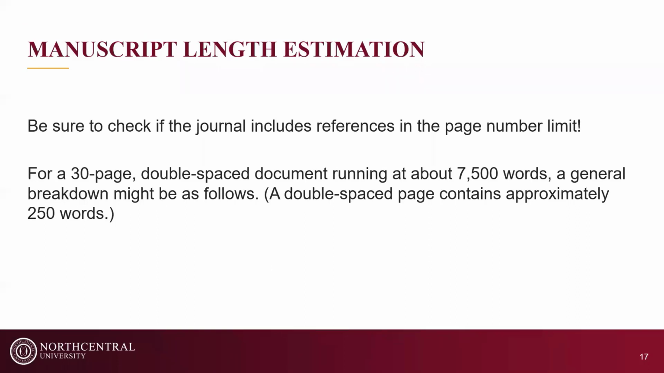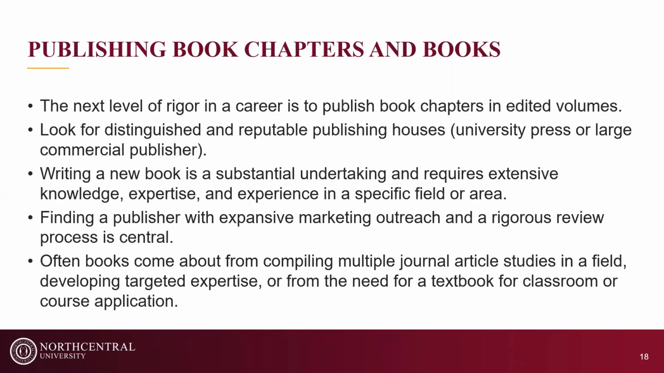Now remember also, every single journal requires a different manuscript length. Some of them may be 16 pages, some of them may be 12, some may be 15. There are differences. But remember, for a 30-page double-spaced document running at about 7,500 words, a general breakdown is that a double-spaced page contains approximately 250 words. That's just a general rule of thumb, but something to keep in mind as you're preparing your journal article. But the key thing is to remember that every single journal has its own requirements, and that each application must meet those requirements, or you will stand a lower chance of having your article accepted.